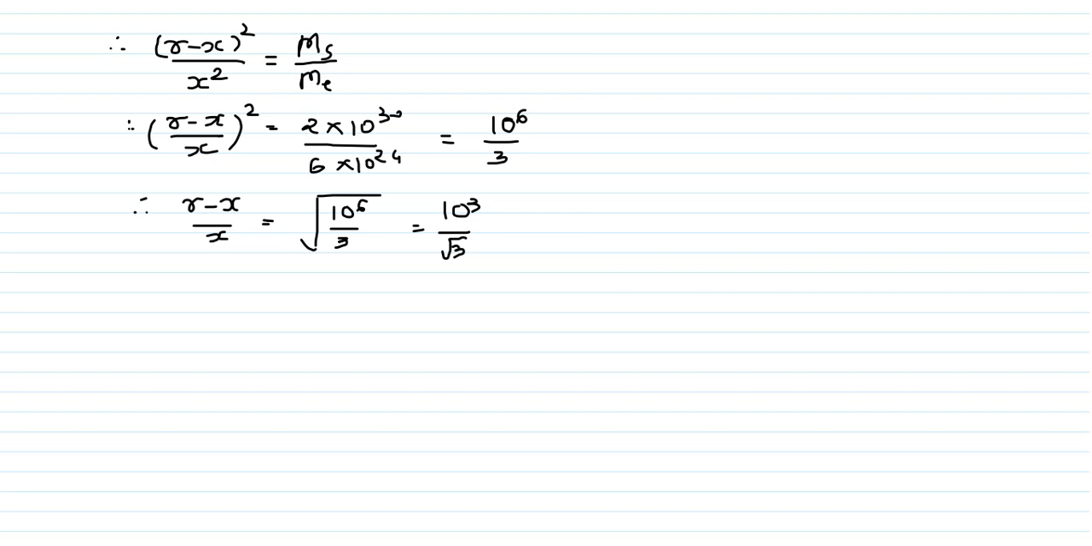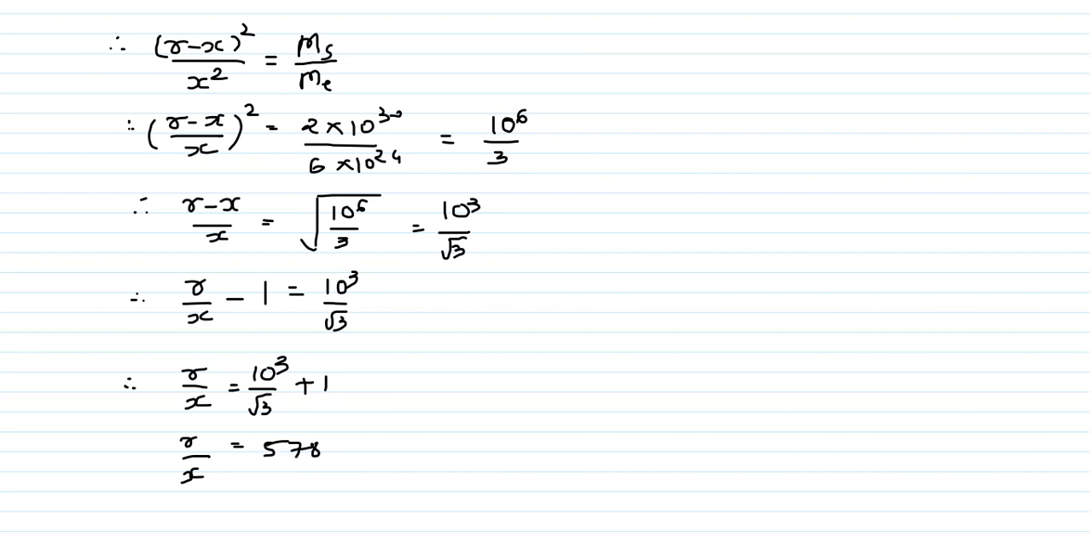Now here we are taking it individually, that is r/x − x/x equals 1, that is 10³ upon root 3. Therefore r/x equals 10³ upon root 3 plus 1. So when you solve this, r/x equals 578.35. Therefore x is equal to r upon 578.35.